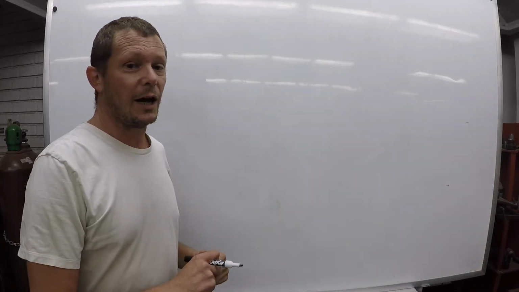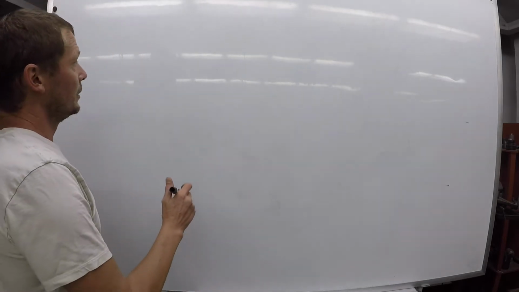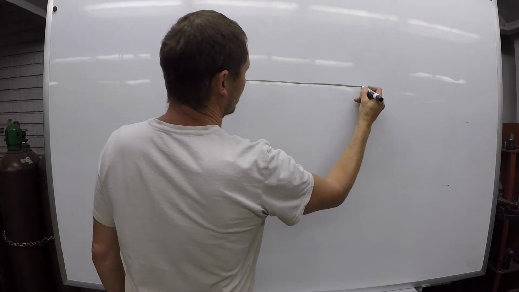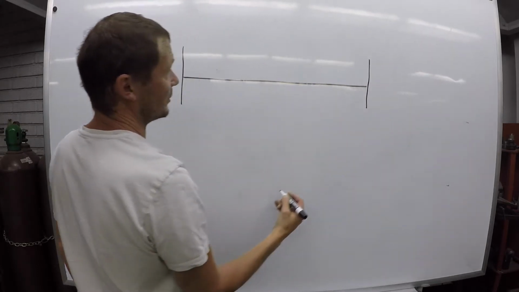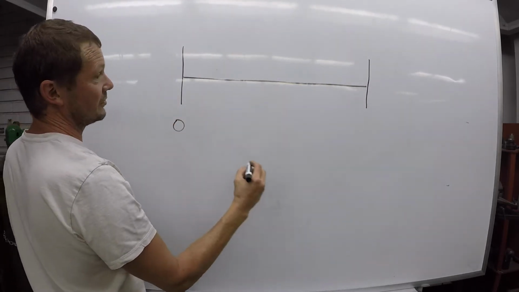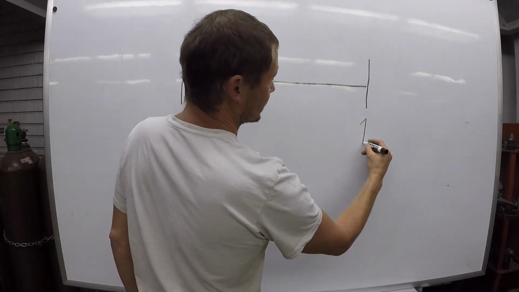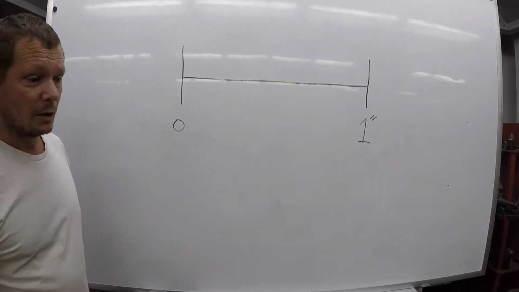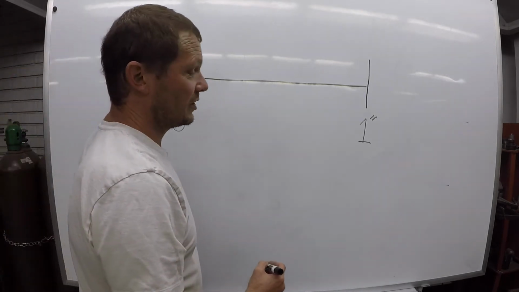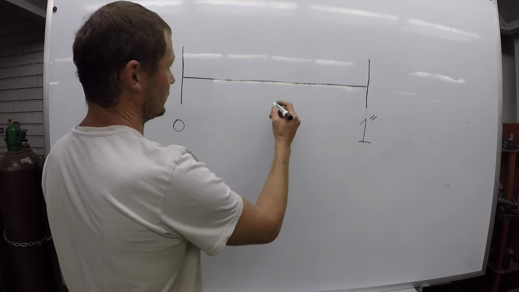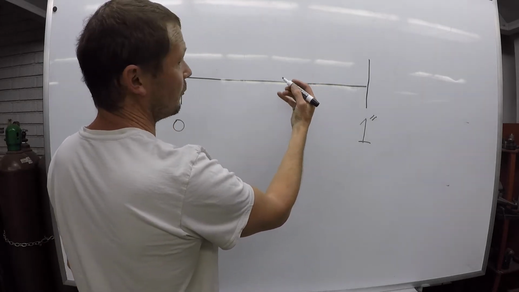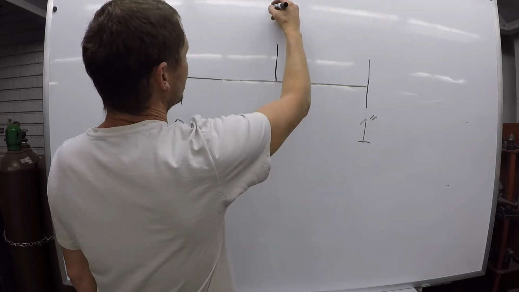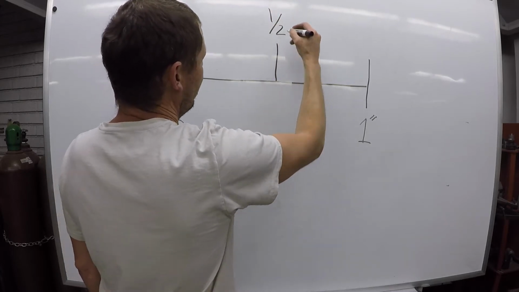Let's investigate fractions really quick, okay? So this is our scale. I'm going to say this is 0, and this is 1 inch. Okay? Fractions. What's half of 1 inch? Well, half of 1. Let's do that instead. We're going to call this a half. All right.